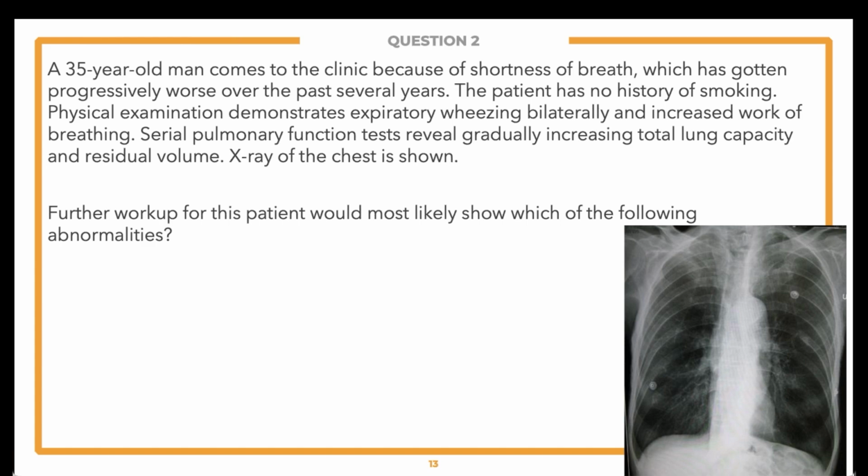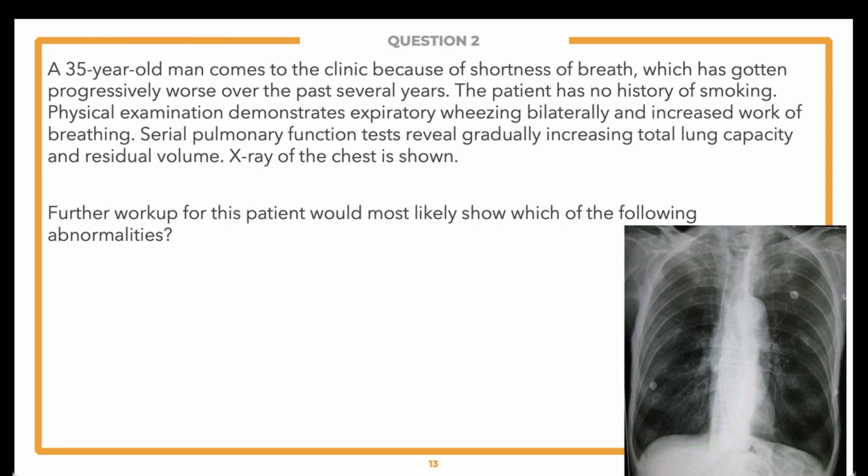The patient has no history of smoking. Physical examination demonstrates expiratory wheezing bilaterally and increased work of breathing. Serial pulmonary function tests reveal gradually increasing total lung capacity and residual volume. X-ray of the chest is shown. So again, the question: further workup for this patient would most likely show which of the following abnormalities?